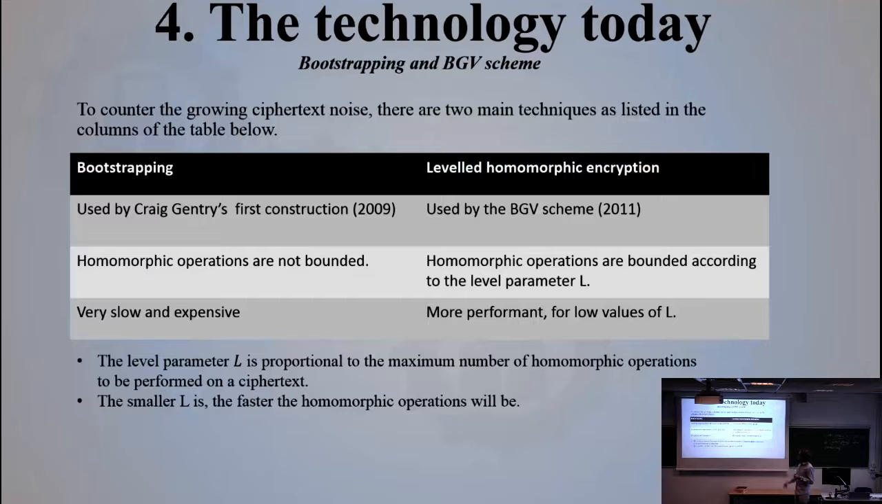On the other hand, the other one, used in the BGV scheme in 2011, is not a fully homomorphic encryption scheme. It is almost. It allows you to do a certain number of operations, which depends on a level parameter called L. This is way more performant for low values of L, while you're still bounded to a certain number of operations. The smaller L is, the faster the homomorphic operation will be. So if you have a simple operation and you require a very low value of L, then you can do this really quickly. That's great. It's way better than the bootstrapping. I will explain that again later.